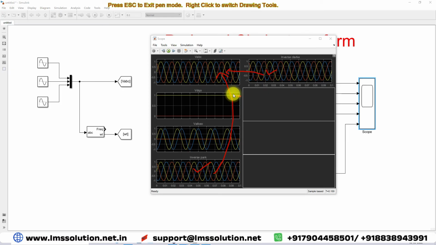This kind of concept can be used in inverter control logic, and it can be used in motor control logic. When you convert ABC to dq0 and alpha beta in the control system, we can easily control the system, and we can easily tune the system. For that purpose only we are using this kind of transformation.